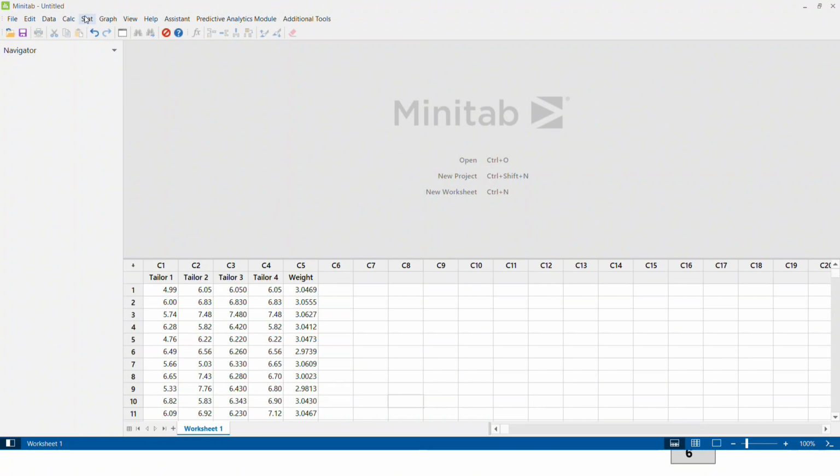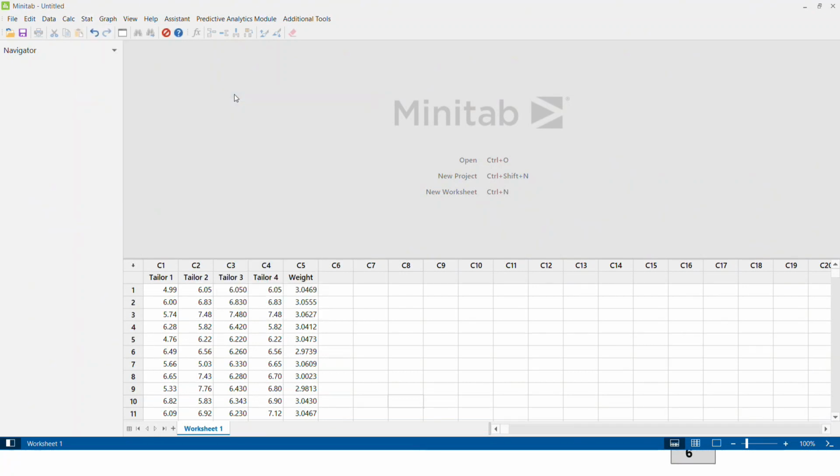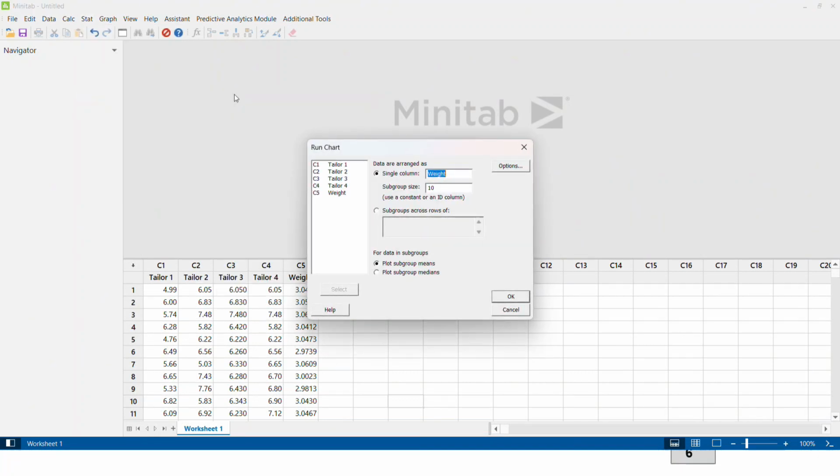To draw the run chart, you need to click on Stat, and then click on Quality Tools, and in Quality Tools, the very first option is your run chart. You can draw a run chart for data points which are collected one after the other, and you can also draw a run chart for data points which are collected in the form of subgroups. I'll be explaining all the types of run chart that we can draw. To start with, let me draw the run chart for Taylor 1.